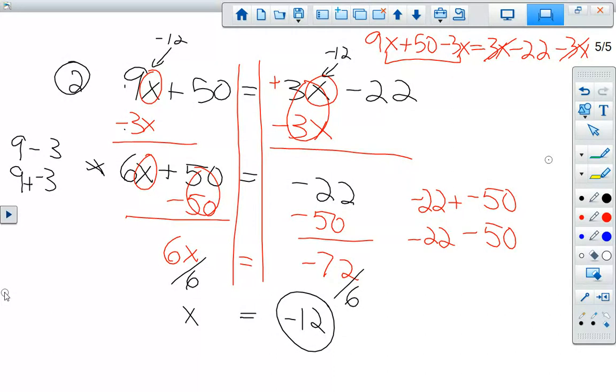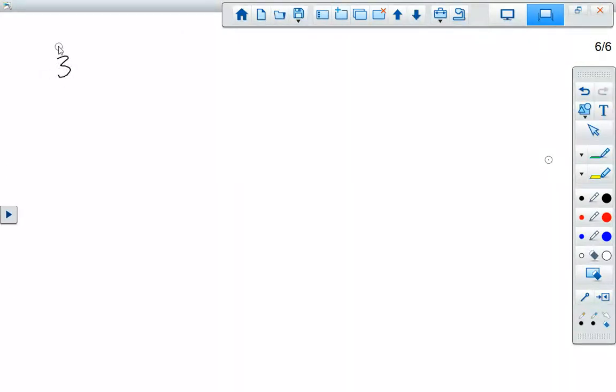Okay, so we're just kind of complicating what each side of the equation looks like on these others. So watch what happens on the third problem. All right, her third problem looks like this.